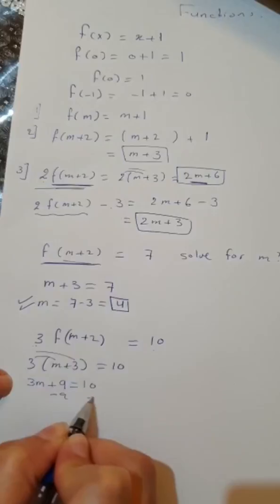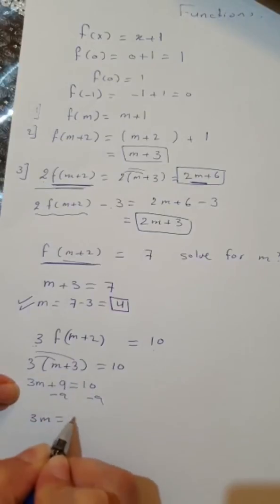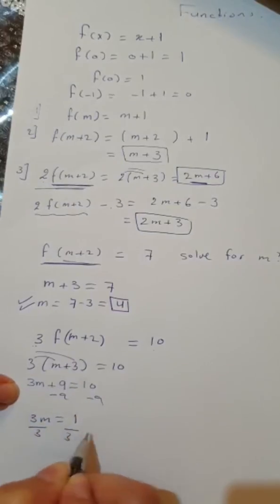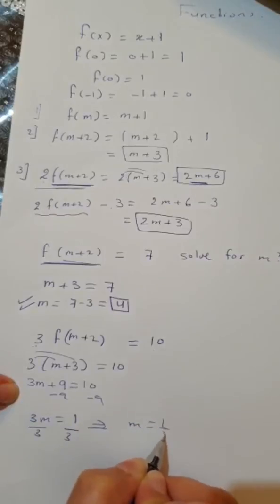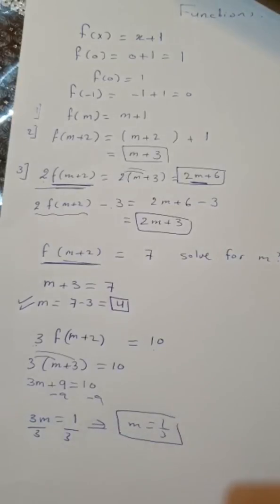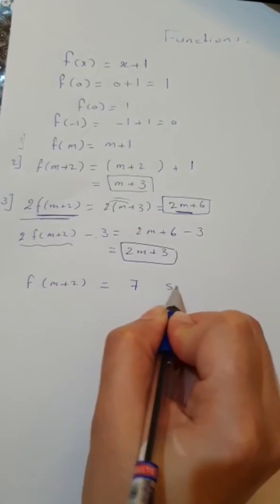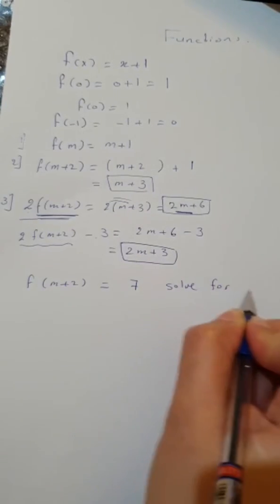And you can subtract from each side. So it will become 3m equal to 1. After that, divided by 3, I'm going to get m equal to 1 over 3. This is how to substitute in the function and how to solve for this function for the given value. And that's it for part number 1. Thank you.